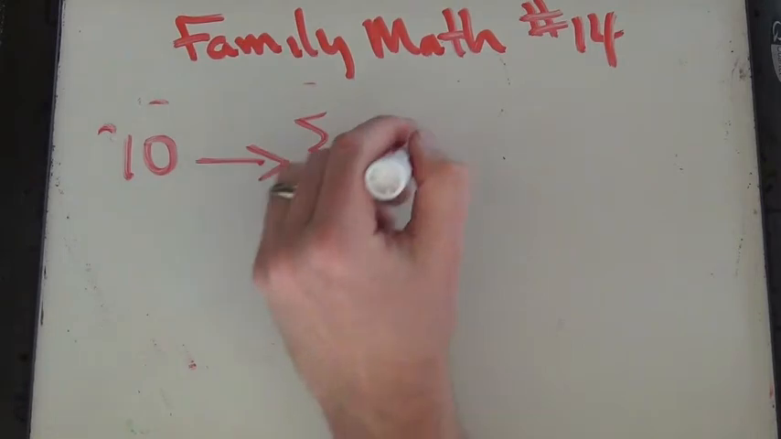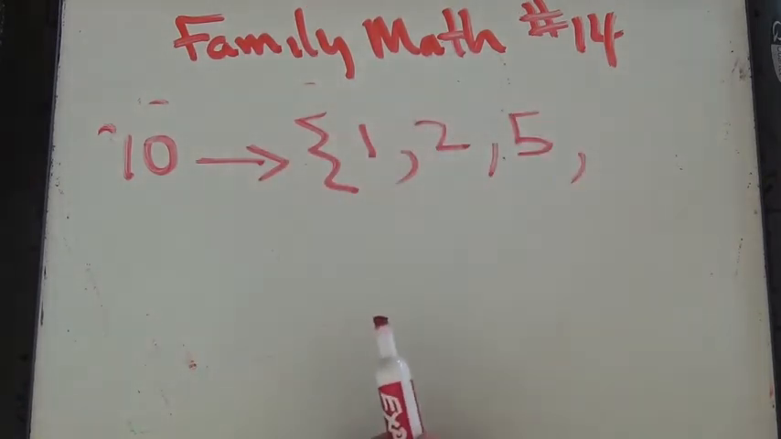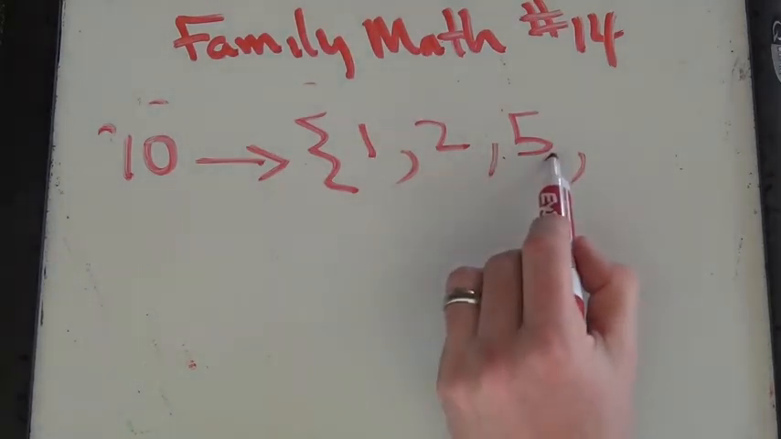Okay, go ahead. 2 works. 5. 5, no, okay, wait, now, there's one more number that divides into 10. Can you figure it out? What number goes into 10? Sit up straight. What, 2 times 5 equals 10.